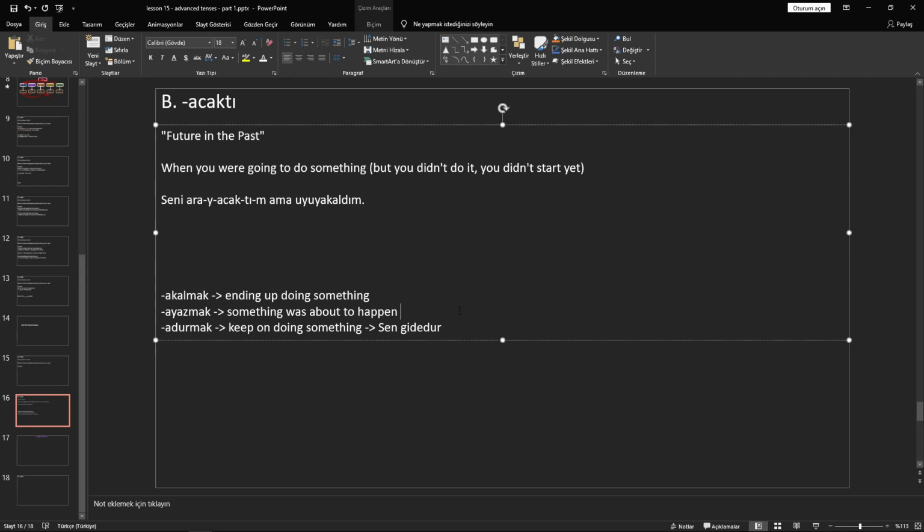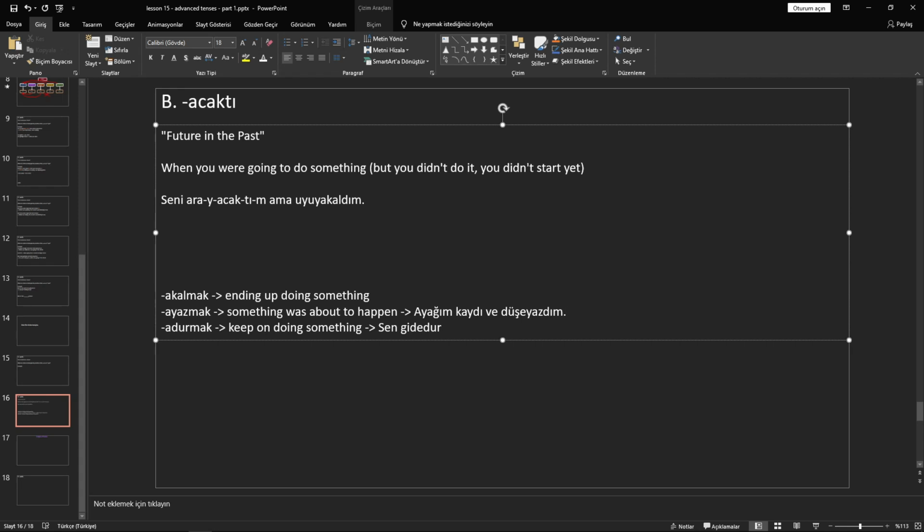Any example to yazmak? Okay. Ayağım kaydı. Sami, ayağım kaydı. Like I slipped. Ayağım kaydı ve düşe yazdım. The floor was slippery, and I was about to fall over. Like almost. It almost happened. Düşe yazdım.